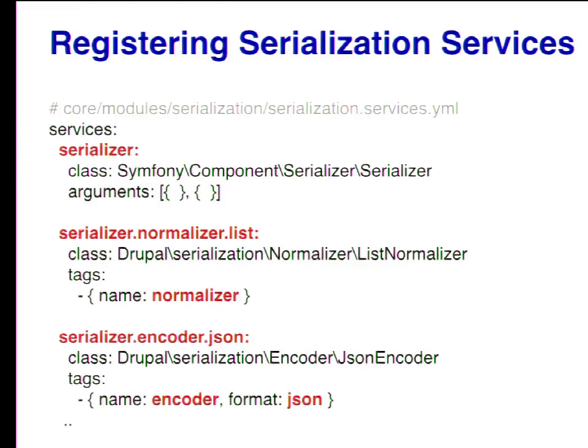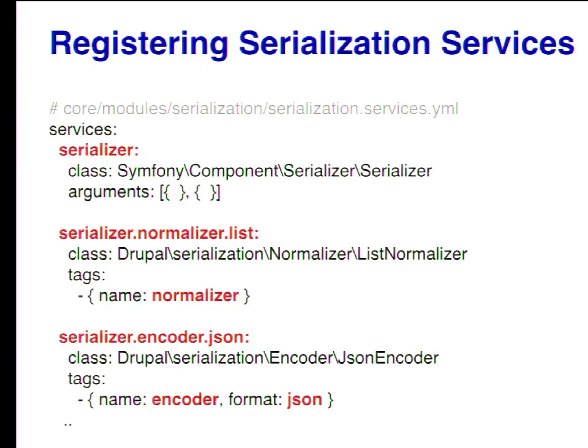Now, if you look at that serialization services.yaml, this is not the entire content of the file. Essentially, you define a serializer service here, a normalizer, and an encoder. What you might notice is that the arguments to the serializer, the array of normalizers and the array of encoders, are empty here. What happens is that Drupal uses something called tags, which is supported by the dependency injection container. In that normalizer list service, it has a tag called normalizer. Based on that, Drupal automatically realizes that this is supposed to be a normalizer and adds that to the array that is passed as the first argument into that serializer service.